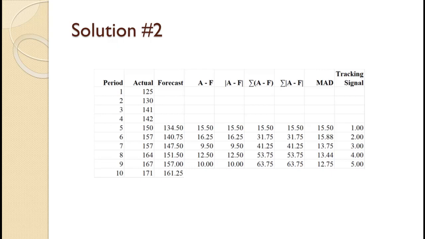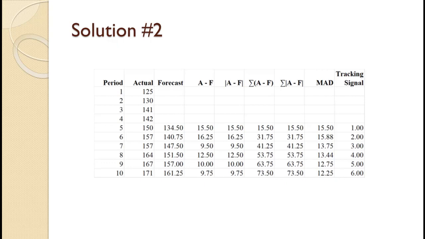The absolute value of 10 is 10. The cumulative A minus F is 53.75 plus 10 equals 63.75. The cumulative absolute value A minus F is 53.75 plus 10 equals 63.75. The MAD is the cumulative absolute value A minus F value of 63.75 divided by 5 equals 12.75. Finally, the tracking signal is the cumulative A minus F value of 63.75 divided by the MAD of 12.75 equals 5.00. For period 10, 171 minus 161.25 equals 9.75.